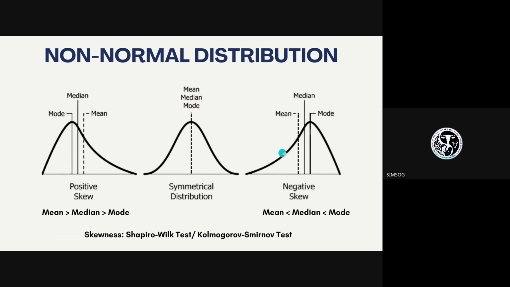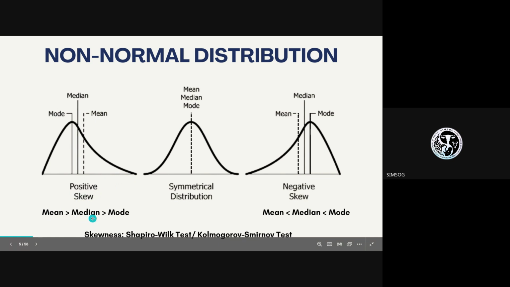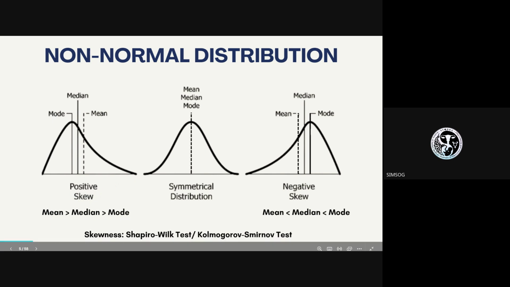Coming back to this, a distribution can be positively skewed. That is, the tail of the graph will lie towards the positive. I'm not sure whether you're able to see my cursor here, but the tail of the graph would lie towards the positive. And in such a graph, the mean would be more than the median, which will be more than the mode.